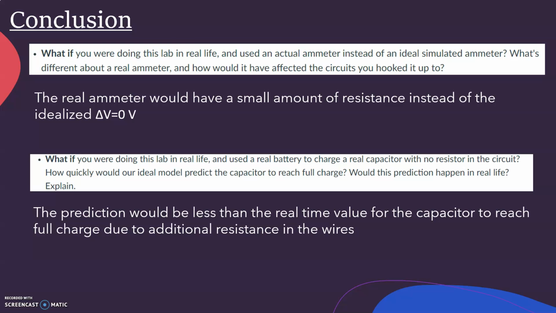In conclusion, if this was in real life and used a real ammeter, the real ammeter would have had a small amount of resistance, and it wouldn't be the idealized change in voltage of 0 volts, and the round trip wouldn't have been 0. This is a very similar answer to if it was using a real battery to charge a real capacitor. The prediction of the time expected to reach full charge using the equation that I did on the last slide would be less than the real time value for the capacitor to reach full charge due to the additional resistance and value in the wires that we are not dealing with in this ideal simulation.